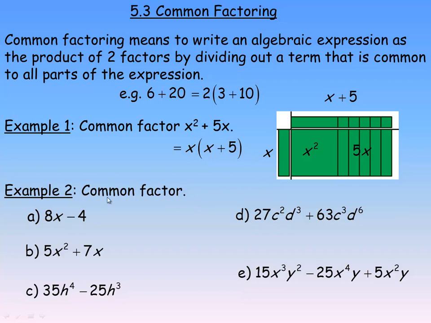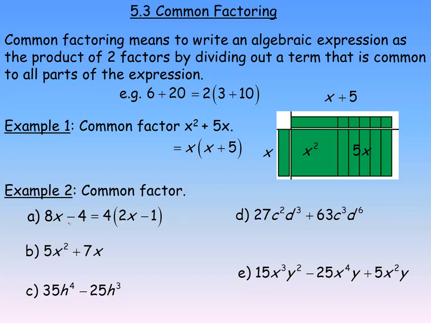Now, just some algebraic examples on the bottom part of the page, and also on the next. So we're asked to common factor 8x minus 4. The first thing you ask yourself is, what divides evenly into both 8x and negative 4? The answer would be 4. Now 2 does, but you always want the largest common factor. So 4 divides into both of those, so 4 is the common factor.